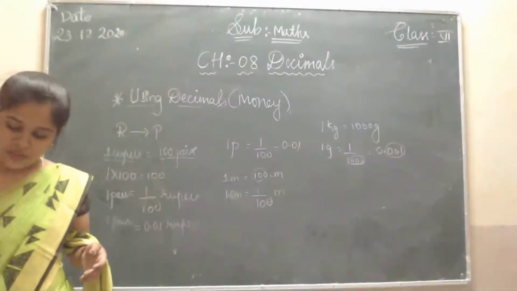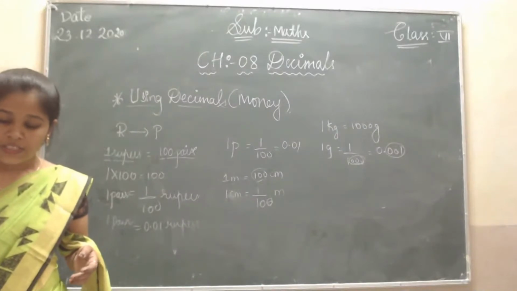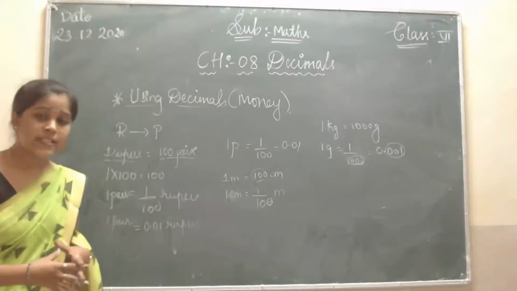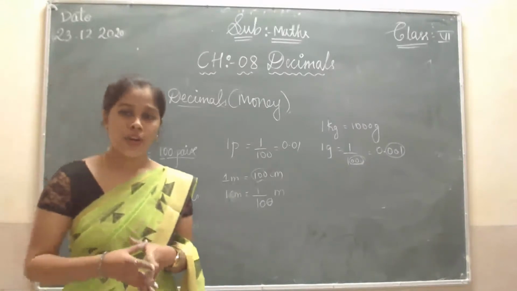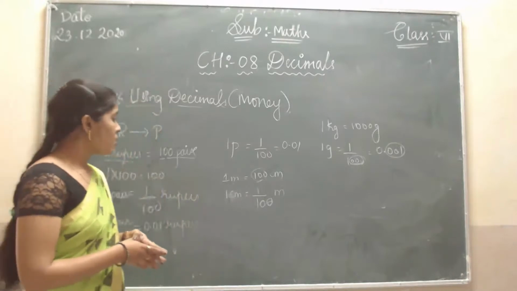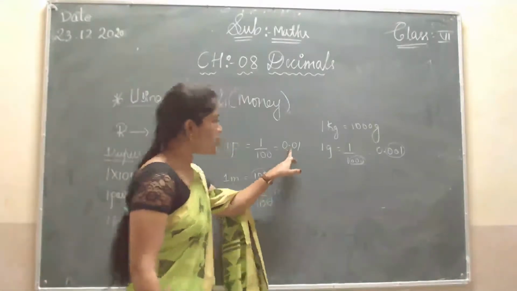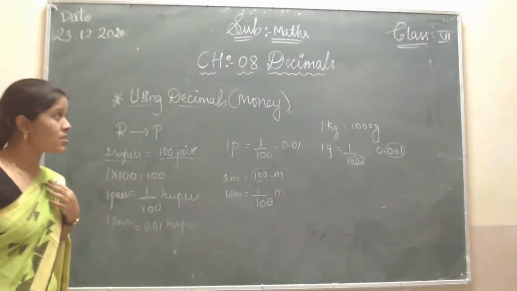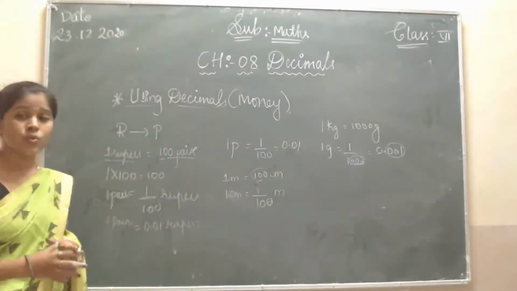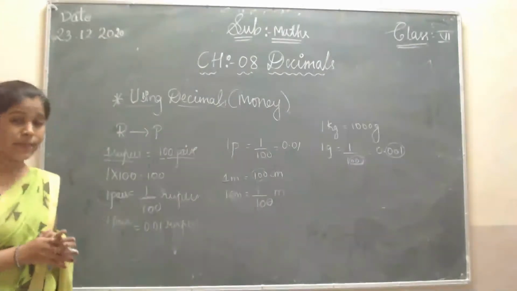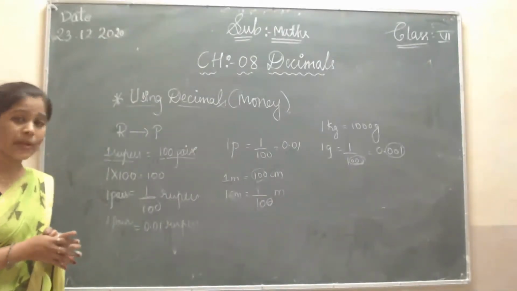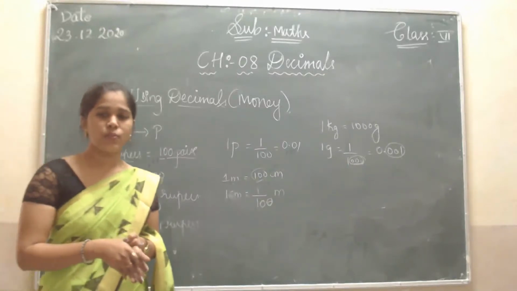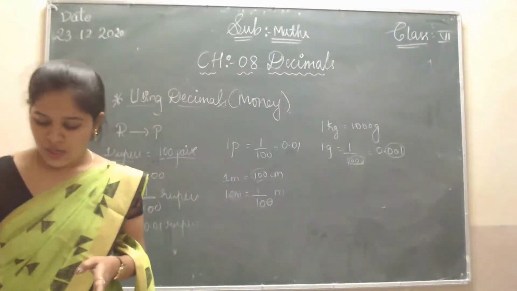This is the introduction. We'll start the exercises tomorrow. What have we learned in this? What is a decimal? The point is nothing but the decimal, like in 0.01. This is called a decimal point. We learned how to plot decimals on the number line, comparison of decimals, and using decimals to convert units, smallest to biggest and biggest to smallest.